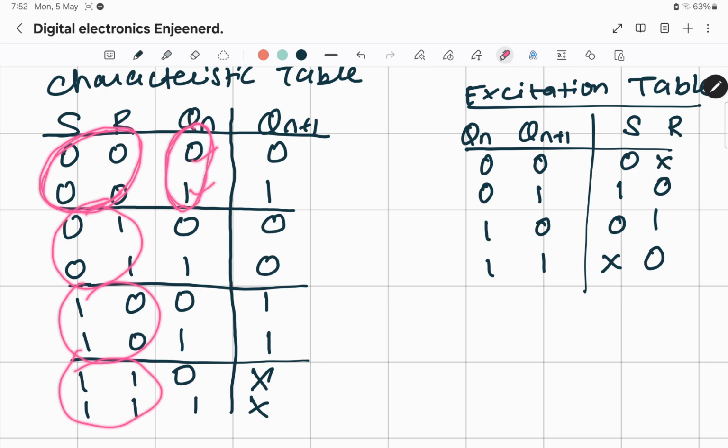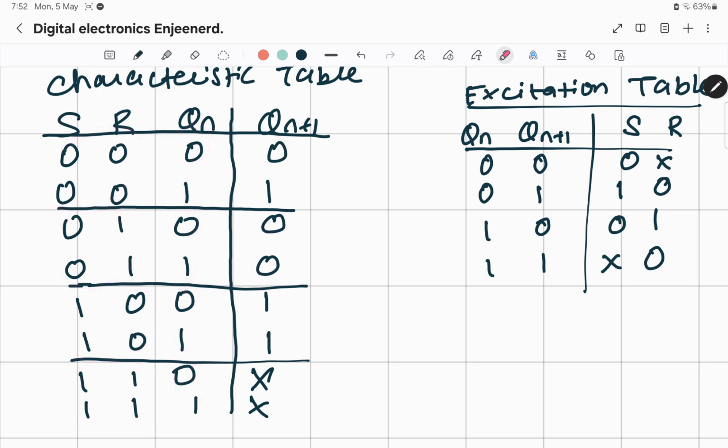Present state could be 0, could be 1, could be 0, could be 1, could be 0, could be 1 and could be 0, could be 1. There is no other combination possible for this SR flip-flop. Now using this characteristic table, we will find out the excitation table.